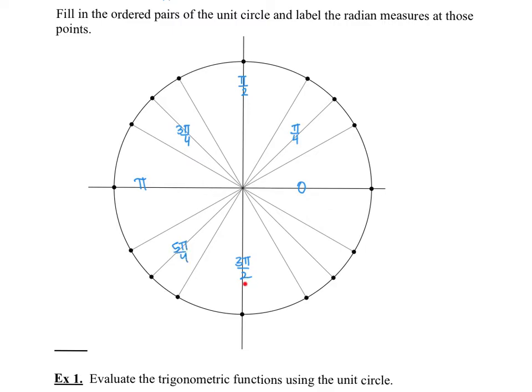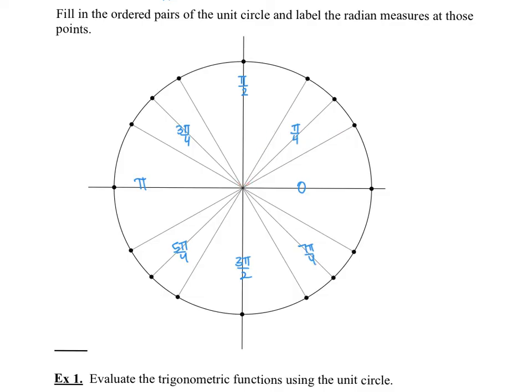6 pi over 4, which simplifies to this. And then this will take me to 7 pi over 4. And then if I were to keep going, this would be 8 pi over 4, which is 2 pi, which is a full circle. Okay, now these next little lines, I'm going to follow these lines.